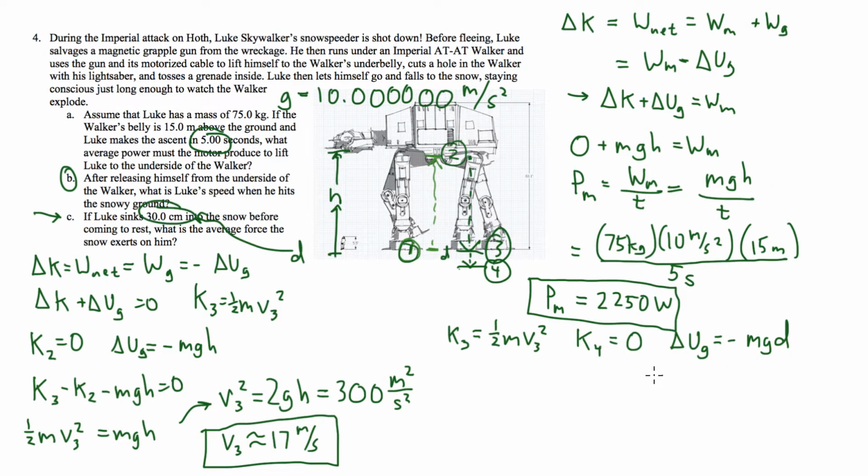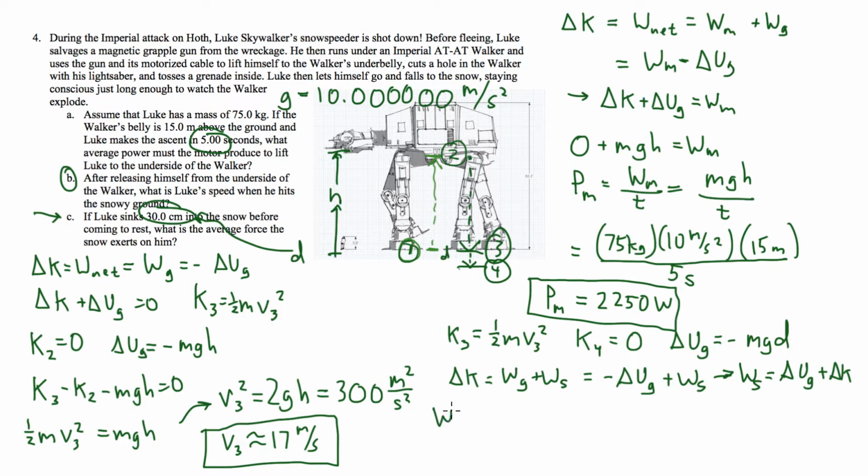Okay, and then there's work done by the snow, right? So change in Luke's kinetic energy is the work done by gravity plus the work done by the snow. And that's going to be equal to the negative delta UG plus work done by the snow. And so what we get is work done by the snow is delta UG plus delta K. Okay, so his kinetic energy goes down.